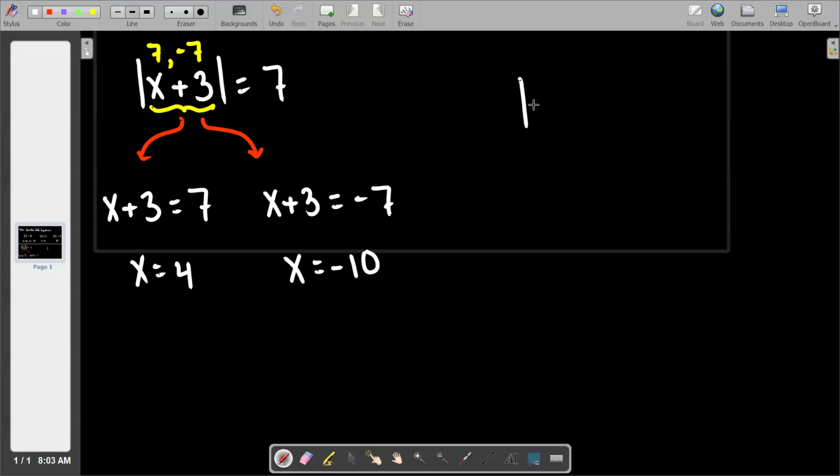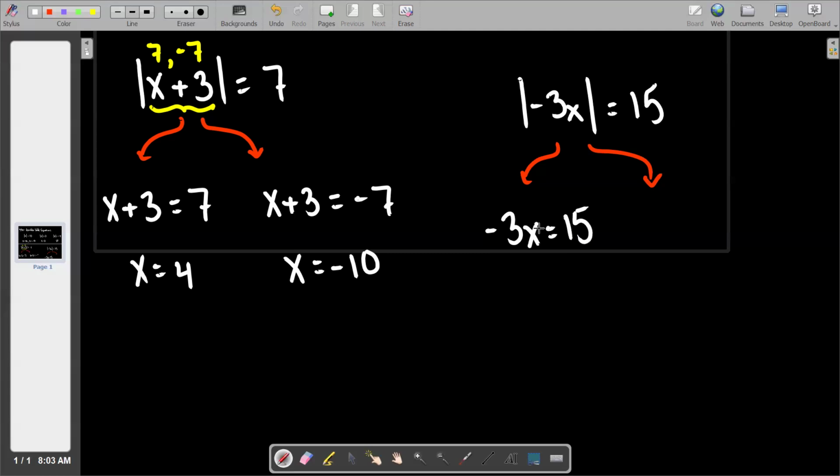So the absolute value of -3x, we want to equal 15. So we're going to go to Splitsville here. So we're going to split. What's one of the equations that we're going to write? I don't want a solution, okay, please. So just an equation that I could write? -3x equals 15. That is a fact. Whatever's inside the absolute value, maybe it equals 15. What's the other equation that we want to write? Same thing, but with a -15.